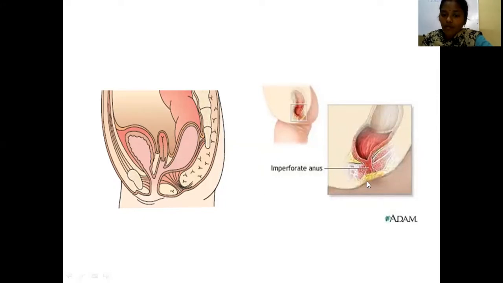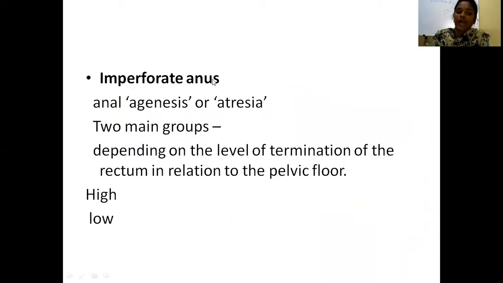In these pictures, you are able to appreciate the imperforate anus. That is due to the failure of resorption of the anal membrane, there will be a persistent anal membrane forming the imperforate anus. Imperforate anus is also known as anal agenesis or atresia, absence. Imperforate anus is one of the entities of the anorectal malformations. Sometimes you can also use the term imperforate anus for anorectal malformations. This is again divided into two types, high and low, on the basis of the level of termination of the rectum in relation to the pelvic floor, that is the levator ani muscle.